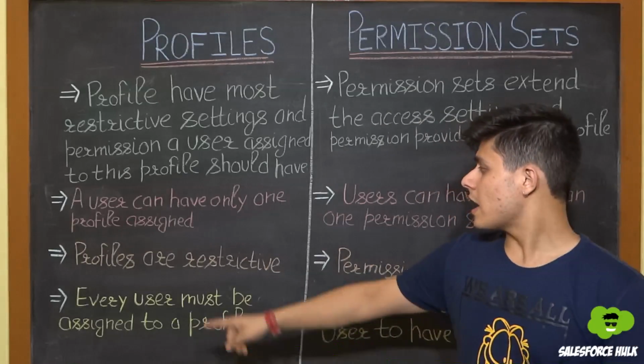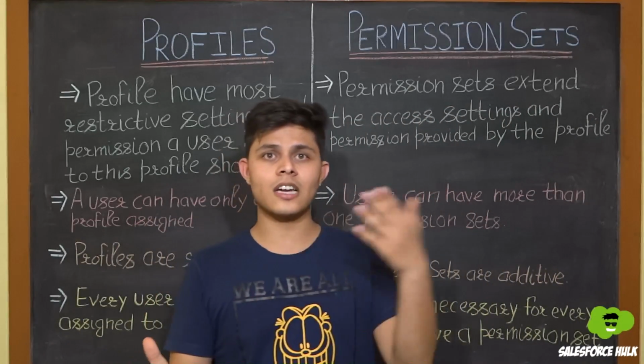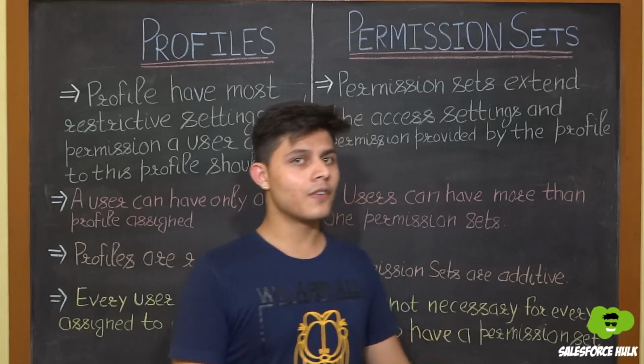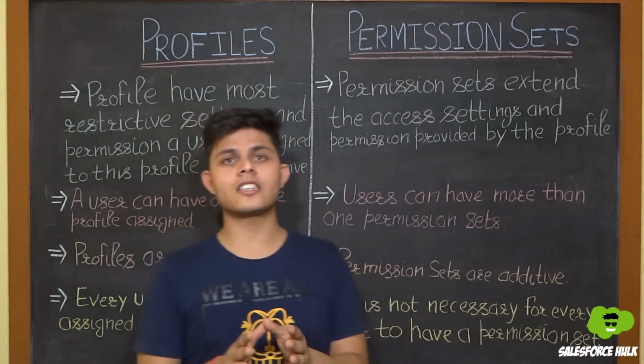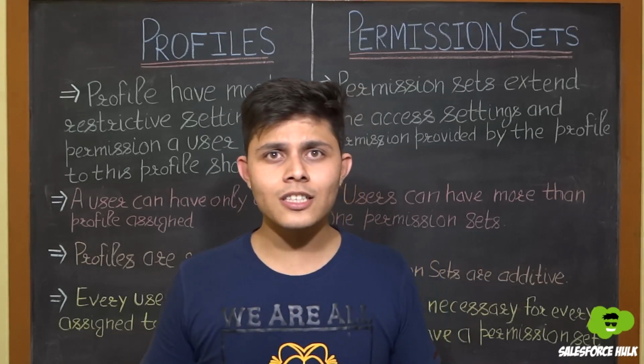Then the fourth one, every user must be assigned to a profile. It's compulsory. We cannot create a user without assigning it to a profile. Whereas in permission sets, it's not necessary for every user to have a permission set. That's it about object level security.